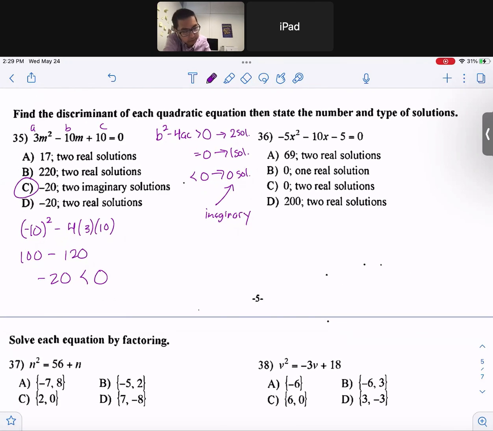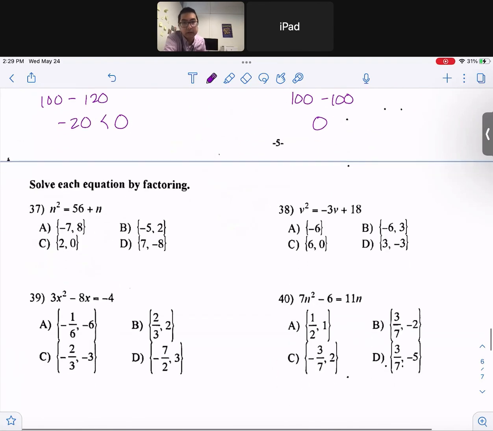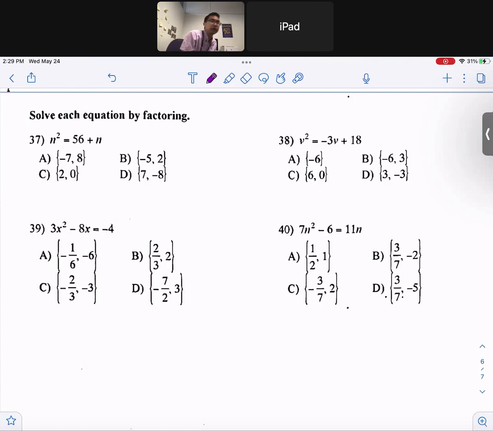Number 36, again, b squared minus 4ac: negative 10 squared minus 4 times the a, which is negative 5, times the c, which is negative 5. 100 minus 100, so that's going to be 0, which is just one real solution. And then the last 4 is you solving for these by factoring.